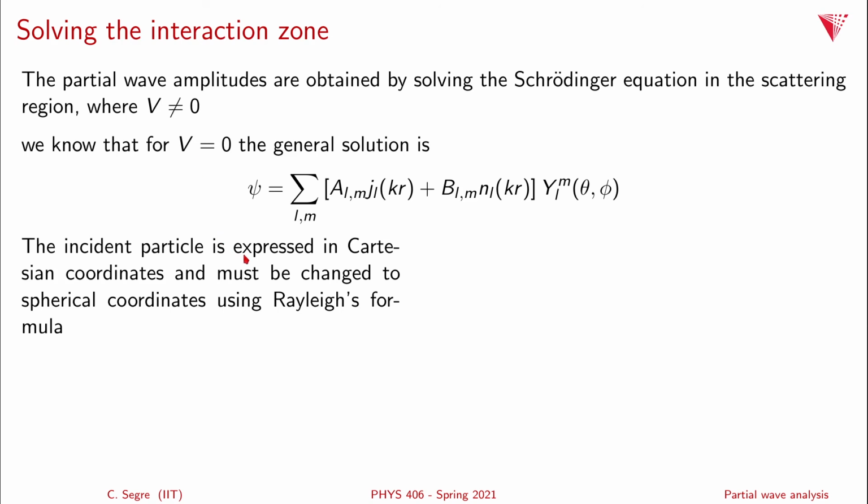The incident particle, of course, is a plane wave, and it's expressed in Cartesian coordinates. And so we can use the so-called Rayleigh formula to convert this. e to the ikz can be rewritten as a sum from L equals 0 to infinity of i to the L times 2L plus 1 times a Bessel function j sub L of Kr times P sub L of cosine theta. So this allows us to re-express a plane wave in terms of Bessel functions and these terms that relate to the spherical harmonics.